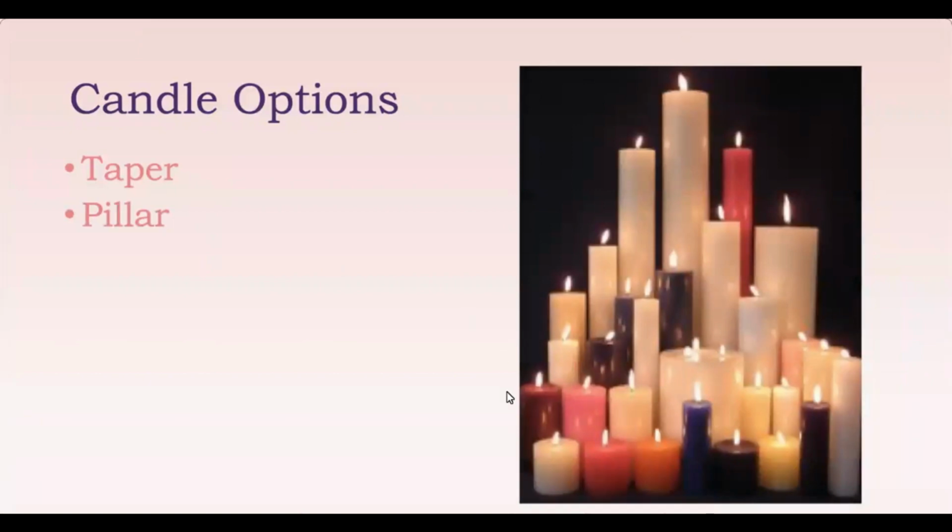The next type of candle that we're looking at is a pillar candle. Pillar candles are tall and slim, or they can be short and squat, and they have a wider base to them. So usually a pillar candle will stand on its own. You do need to have a tray of some kind or a candle holder of some kind to hold the wax, because the wax may melt. But otherwise, a pillar candle is like a very, very thick taper candle.